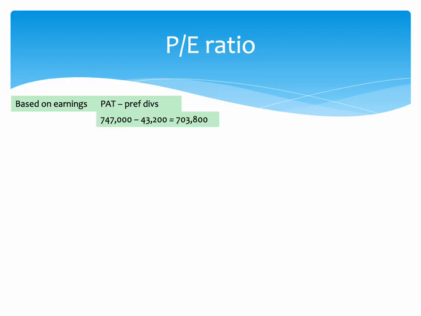So you could just say, right, 747,000 minus the 43,200 preference dividend gives us the earnings that we need of £703,800. Okay, great, dead easy.